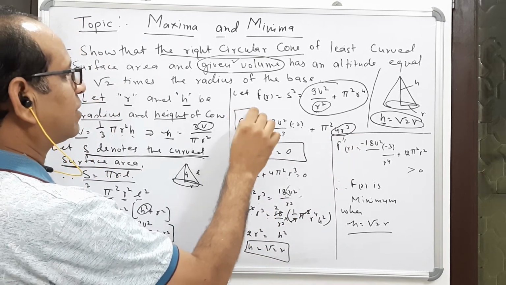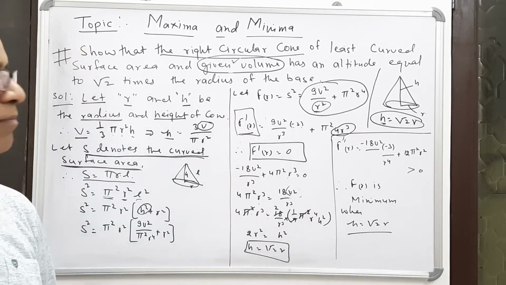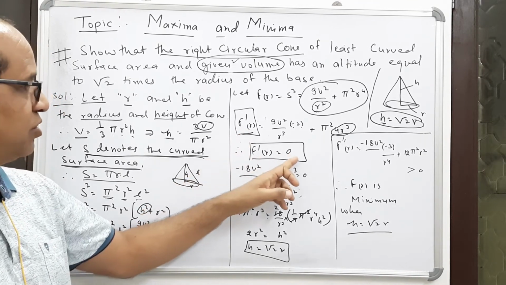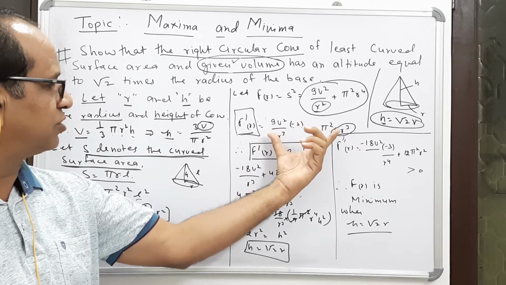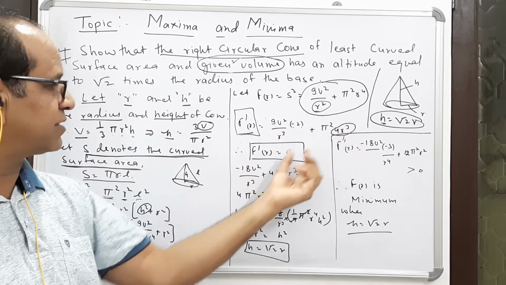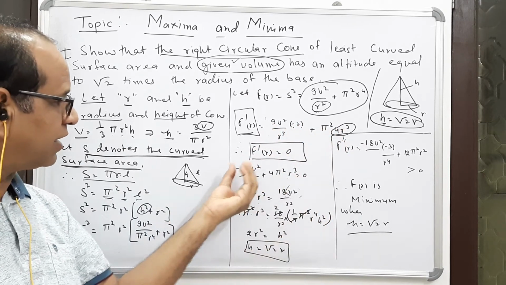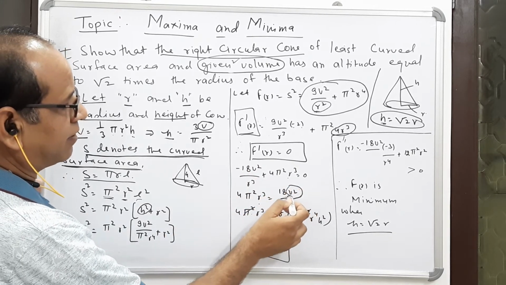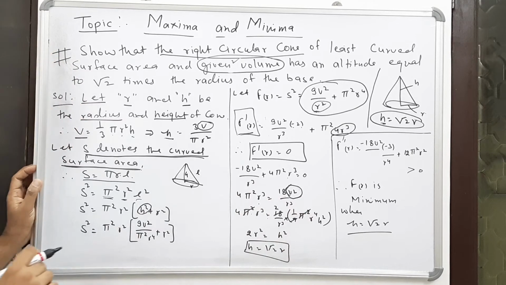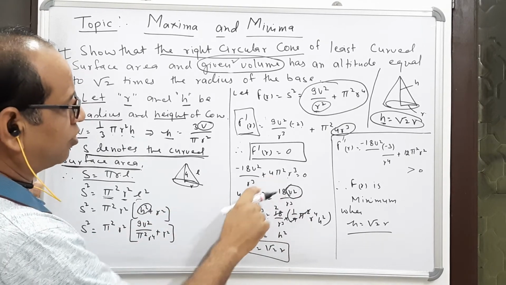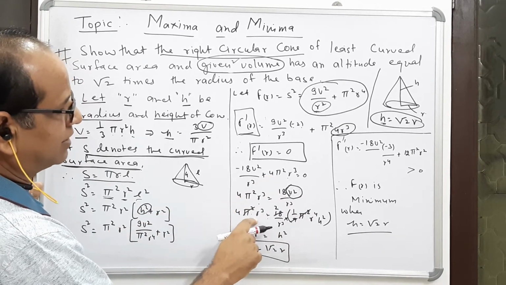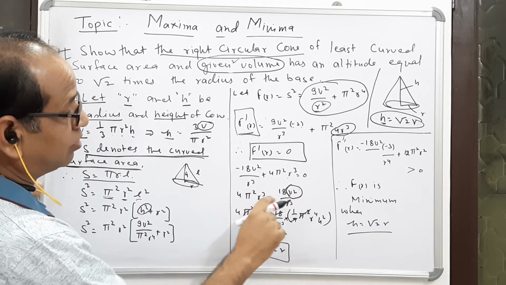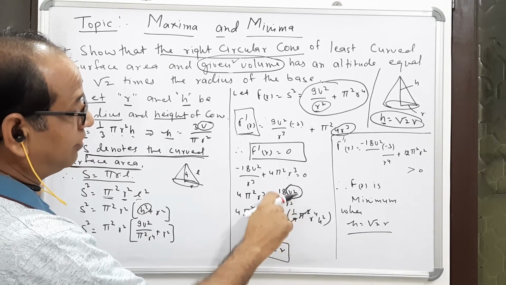Now, as per the algorithm of maxima and minima, we will equate f dash r to 0. So when you write this equal to 0, this part is here and this part is here. Transfer it to that side. So it is 18V square upon r cube equals 4 pi square r cube. So 18 r cube and V square.